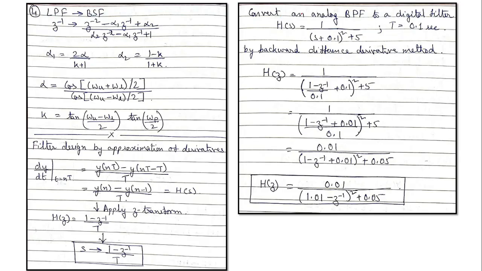Okay, so herein, if you see the example over here, we have to convert an analog bandpass filter to a digital filter. The transfer function has been given, and T has been given, by the backward difference derivative method. So s has been replaced with (1 minus z inverse) divided by T, capital T is given, you just solve it and you get the answer.